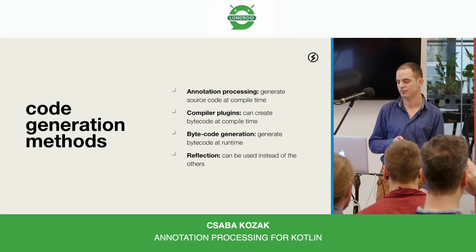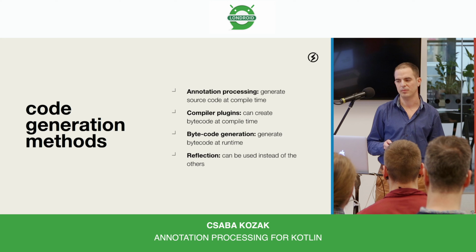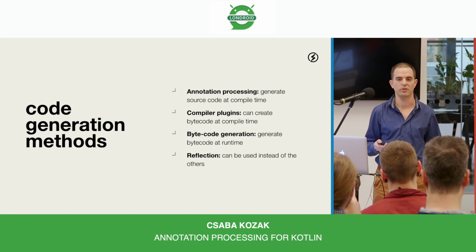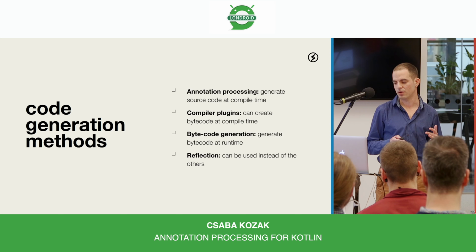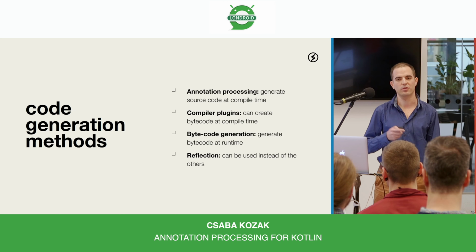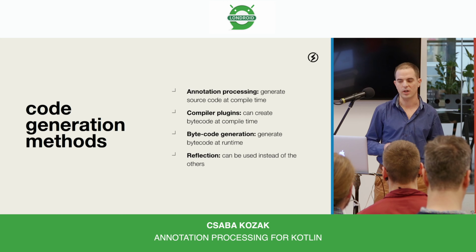Also, you can use reflection for these kinds of problems. Reflection is not really a code generation method, but it can replace code generation and basically do the same job. However, reflection can be slower, especially on Android. So this is why we are using annotation processing on Android, because it can be much faster than reflection. However, reflection is a very popular method on the backend side.